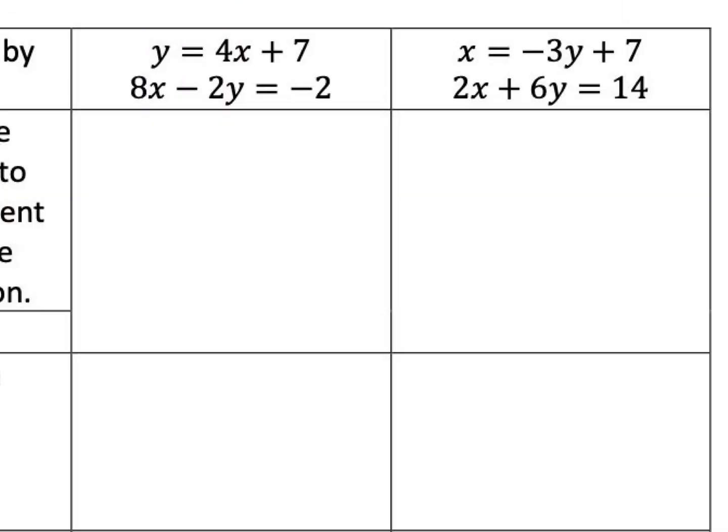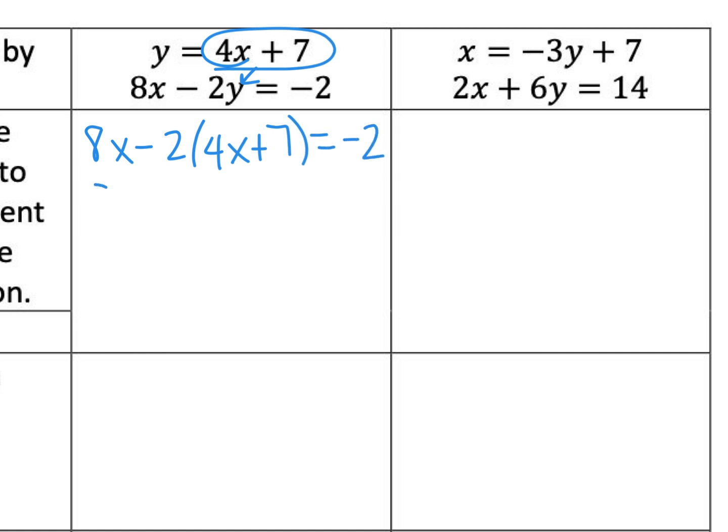These are a special case. We're going to run through these super fast. So this is our y. We're going to put it here. 8x minus 2 parentheses, and in place of y, we're putting 4x plus 7. Don't forget to write the rest of it. We are going to distribute. Be careful with your signs. A negative times a positive is a negative. A negative times a positive is a negative.